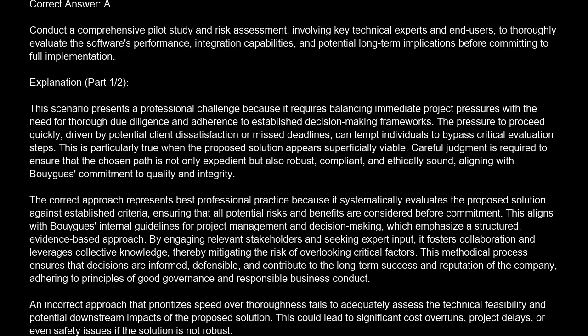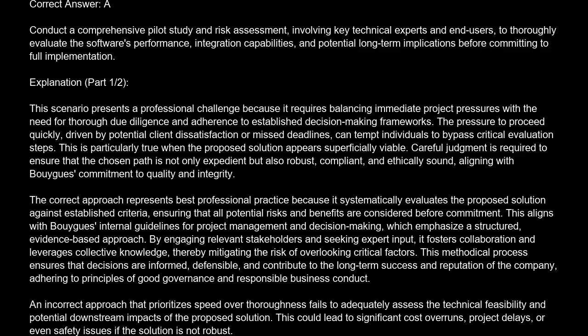The correct answer is A. Conduct a comprehensive pilot study and risk assessment involving key technical experts and end users to thoroughly evaluate the software's performance, integration capabilities, and potential long-term implications before committing to full implementation.